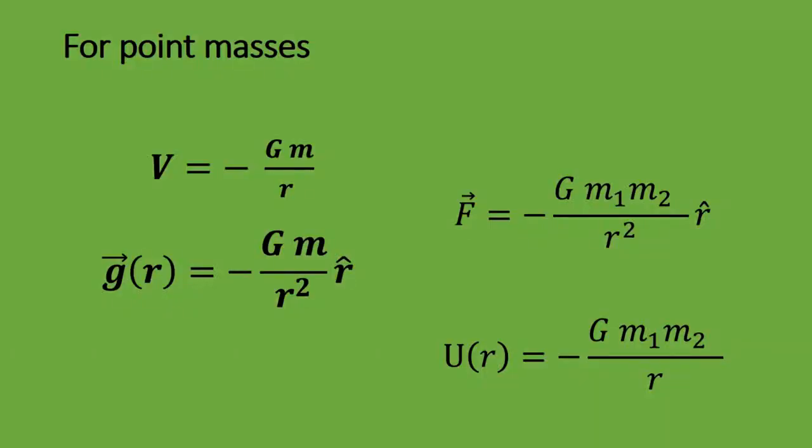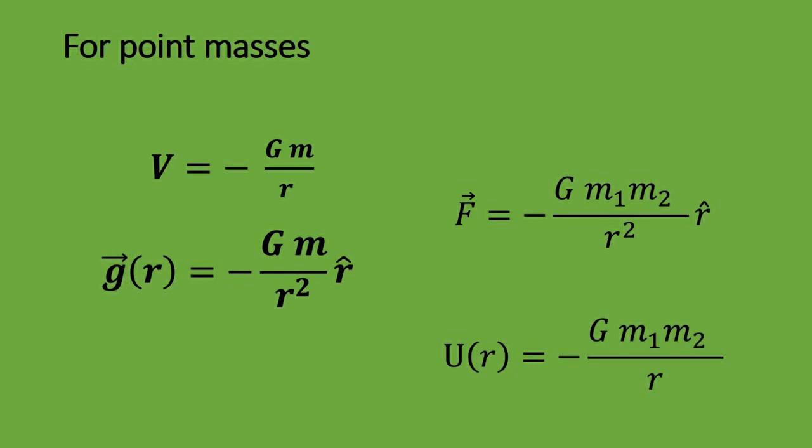So let's start. If you have a point mass, think of this mass as generating a potential field called V. V is equal to minus capital G times the mass that's creating the field divided by r. Here we are assuming that the point mass is located at the origin. So at any location in space, a distance r from the origin, that will be the gravitational potential field.